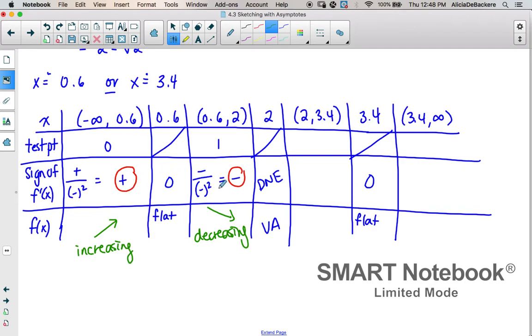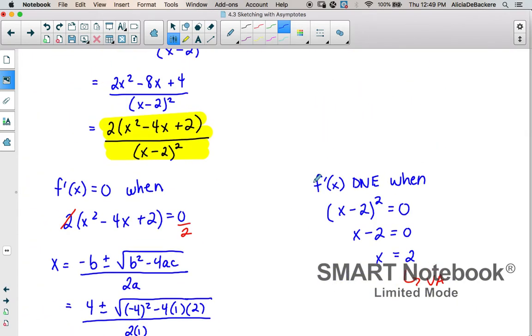So right away I see here I've got a sign switch at my first critical number, so I do have a maximum at this point because it went from positive to negative. All right, next going from 2 to 3.4, I'm going to pick 3. Going back up to my derivative, plug it in here, I'm going to get 9 minus 12. So that's negative 3 plus 2.